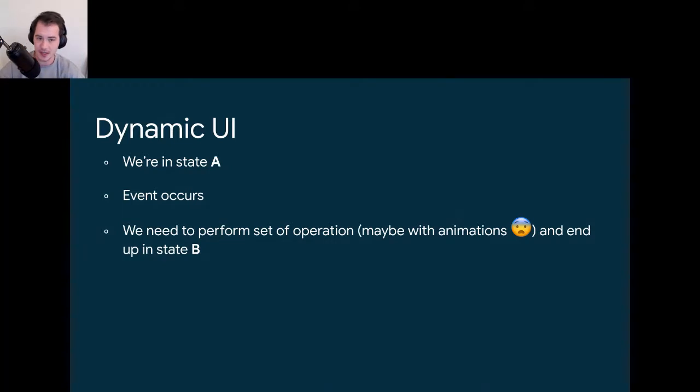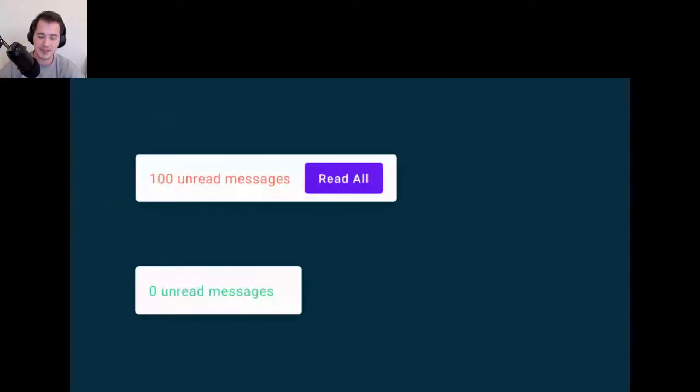The example can be like this. You have 100 unread messages, the user presses read all. You mark all the messages as read in the database, send a request to your server, remove the button, change the text to green. Regular UI that you can write. Here is how it will look, the dynamic UI in Kotlin.